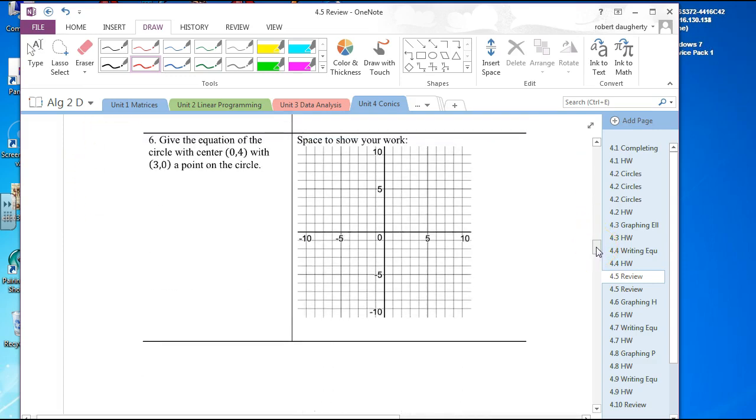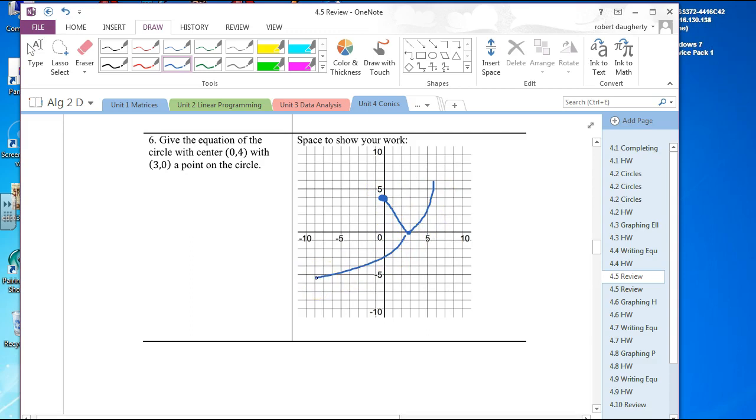Give the equation of the circle with a center at 0, 4. There's the center of my circle, and with 3, 0 as a point on the circle. 1, 2, 3. So this is a point on the circle. So what I got to figure out is what is the radius. So the circle does something like this, okay? So I got to figure out what the radius is.